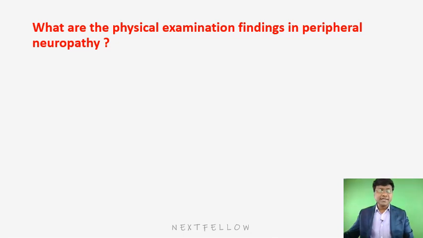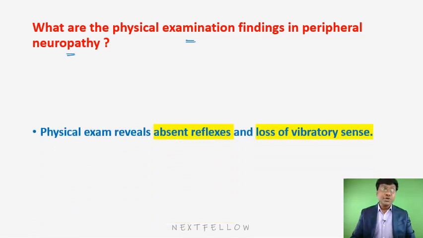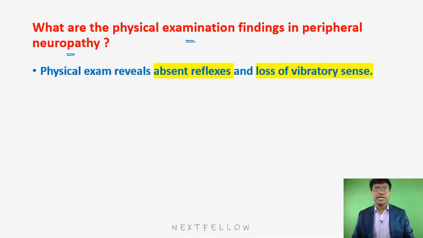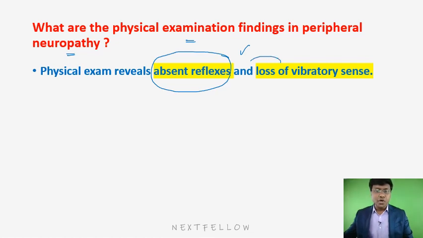Next, what are the physical examination findings in peripheral neuropathy? Let me tell you, your peripheral nerves are the lower motor neurons. When peripheral neuropathy develops, there will be absent reflexes, right? There will be absent deep tendon reflexes, and also loss of the vibratory sense. These are the features of the peripheral neuropathy.